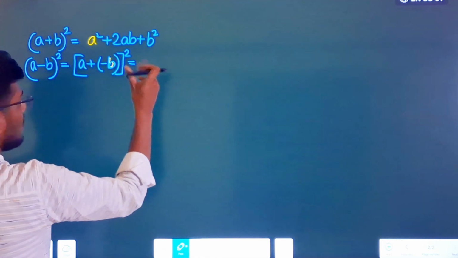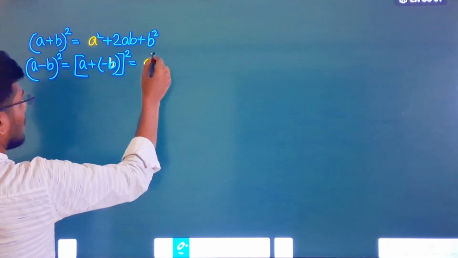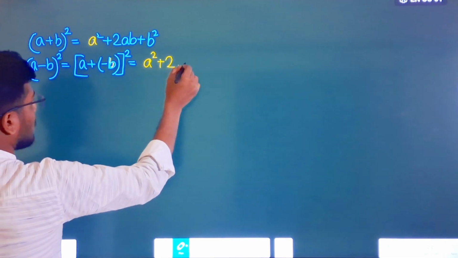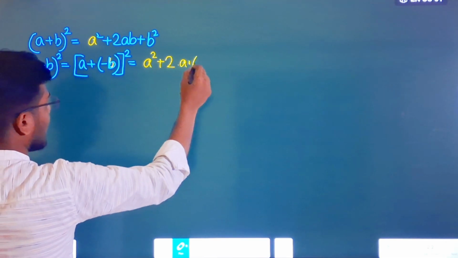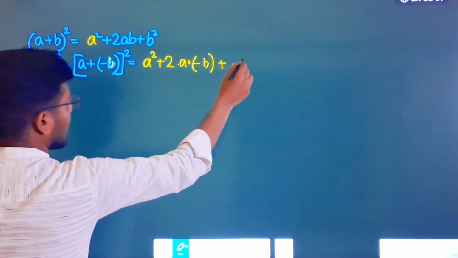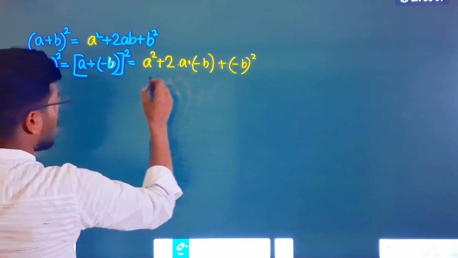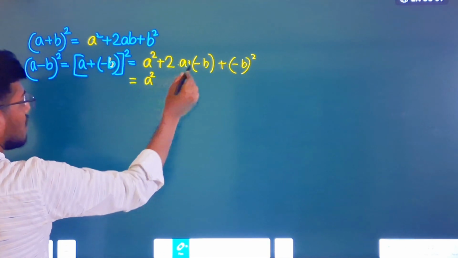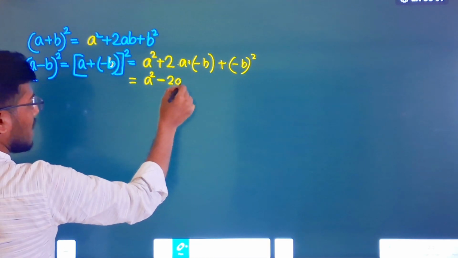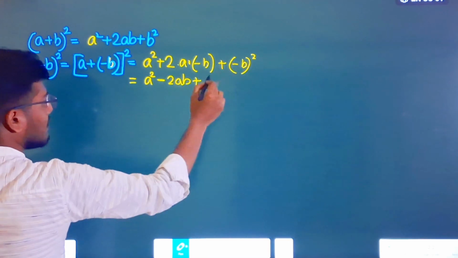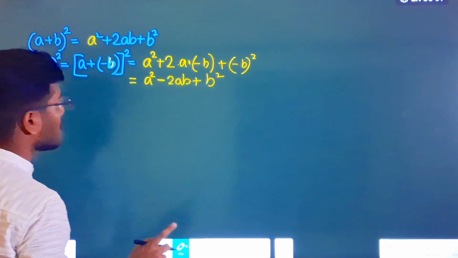So what is the formula? According to the addition formula, write down a^2 + 2 × first term × second term + second term squared, yes or no? So what is the answer? a^2 ± 2ab + (±b)^2, that means plus, it is b^2. Am I right? Yes or no?